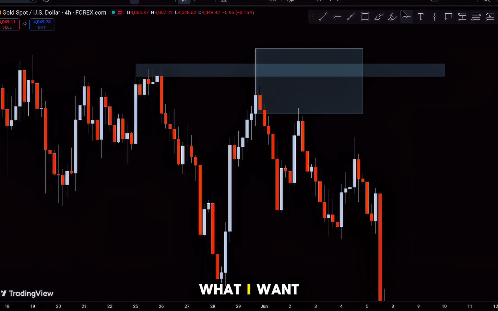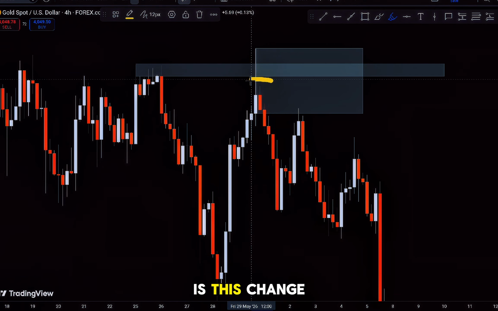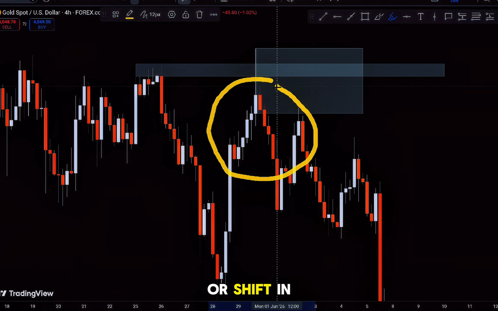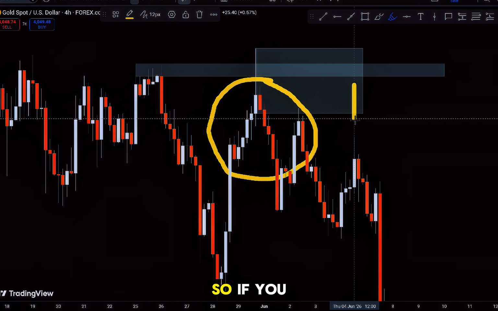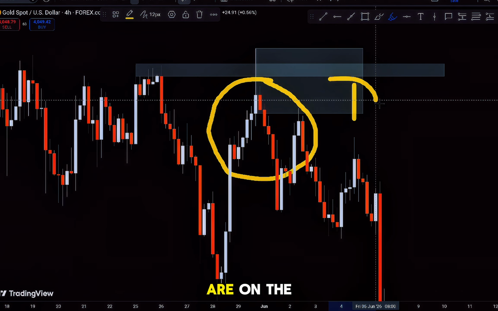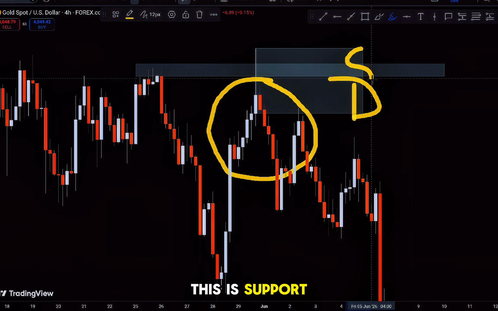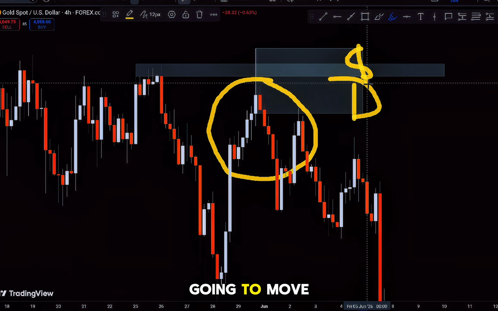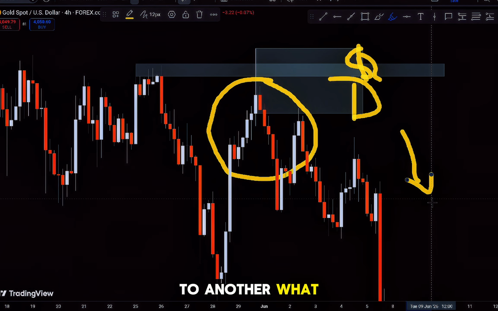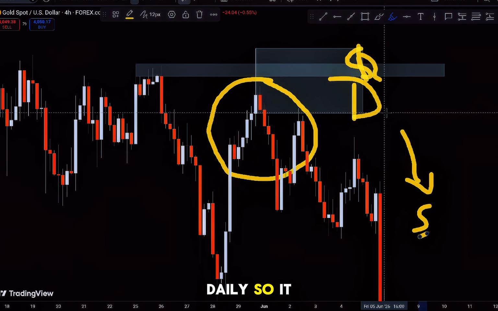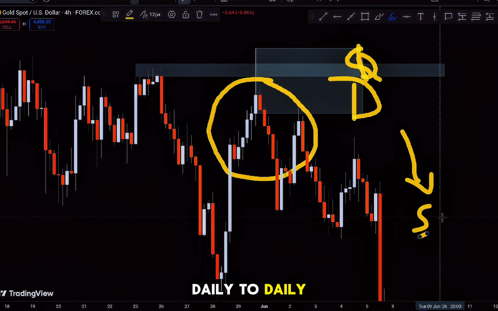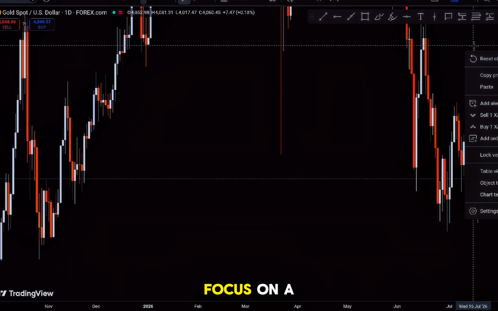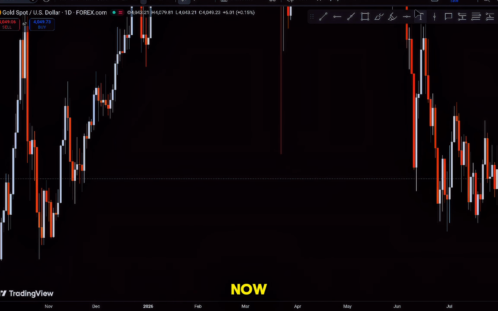So what I want you to get into your head is this change or shift in market structure, and this is on the daily time frame. So if you are on the daily time frame, this is support, resistance is going to move to another support in the daily. So it trades from daily to daily, and that helps you to always ride the trend.